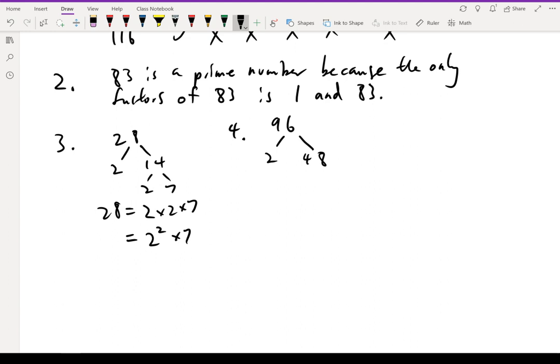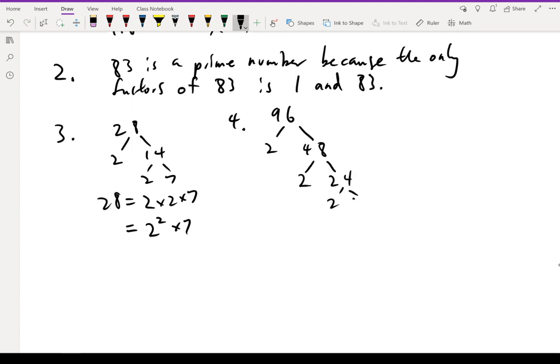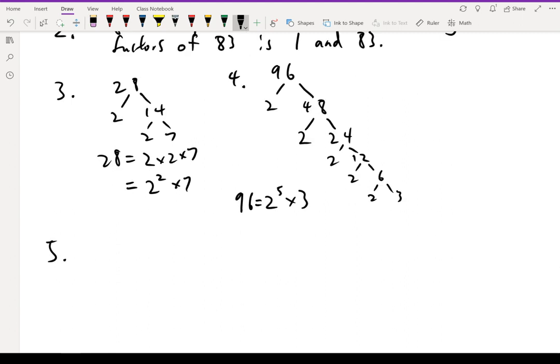Okay. And then 48 is 2 times 24, which is 2 times 12, which is 2 times 6, which is 2 times 3. And if we count the number of 2's, there's 1, 2, 3, 4, 5 2's. So I'm going to write 96 is equal to 2 to the power 5 times 3. Okay, so that's question 4. Question 5, 125 is 5 times 25, and 25 is 5 times 5. And so 125 is equal to 5 cubed.